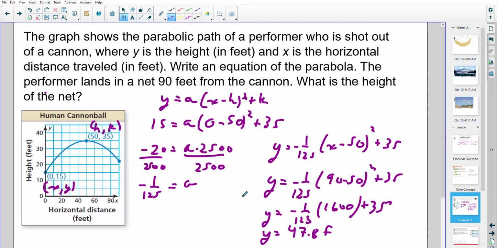So I'm just going to do that one more time. 1600 divided by 125, and yep, I got a different answer here, which makes a little bit more sense. The answer is 22.2 feet. Yes, the moral of the story is to always check to make sure that your answer makes sense so you don't make a stupid computational mistake like I just did.